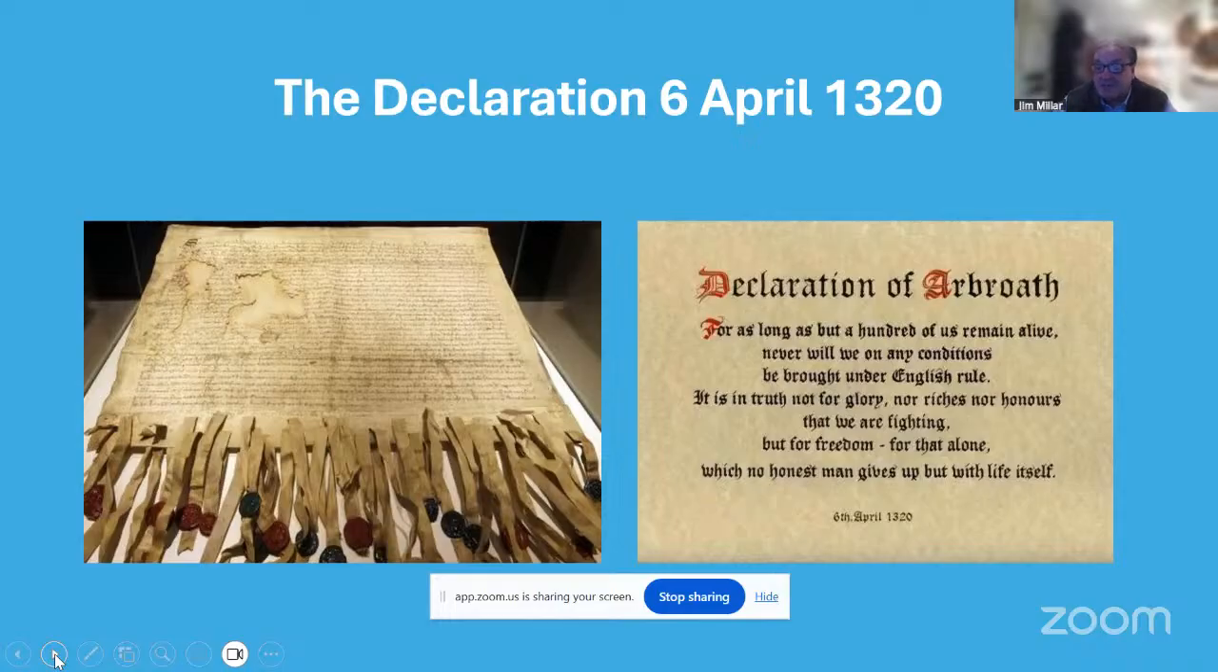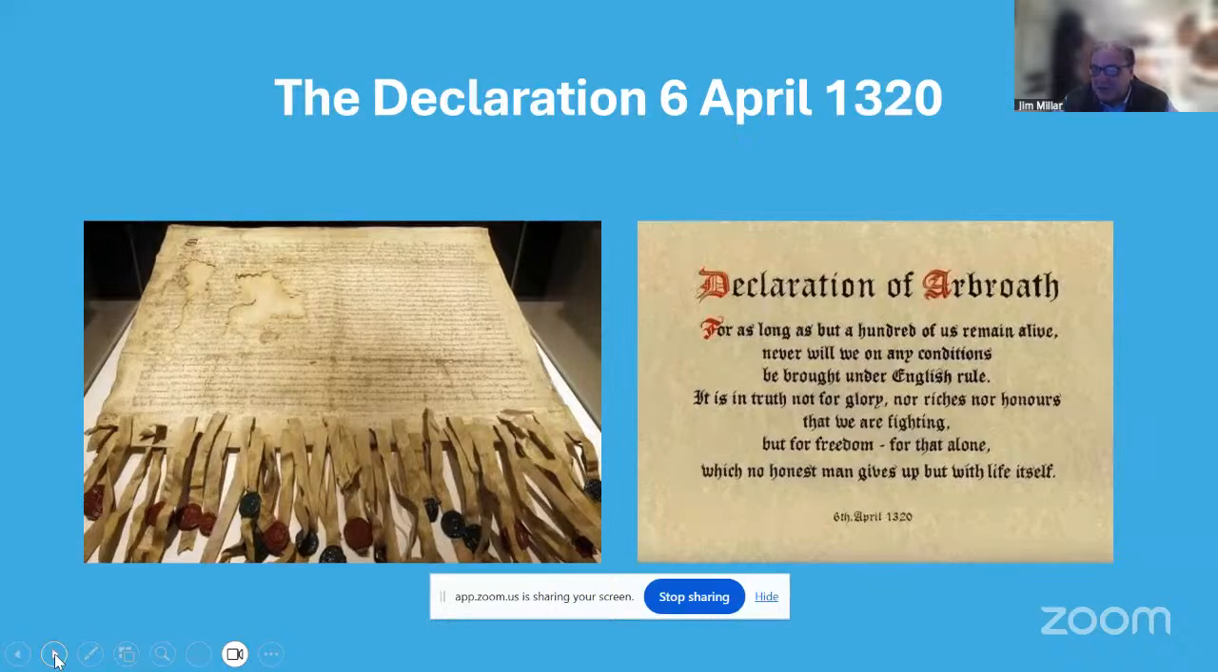Of course, this democracy would not extend to the common people, but it is there and has been remarked upon across the intervening 7 centuries. It also asks Pope John XXII to recognise Scotland's independence and put an end to the war.